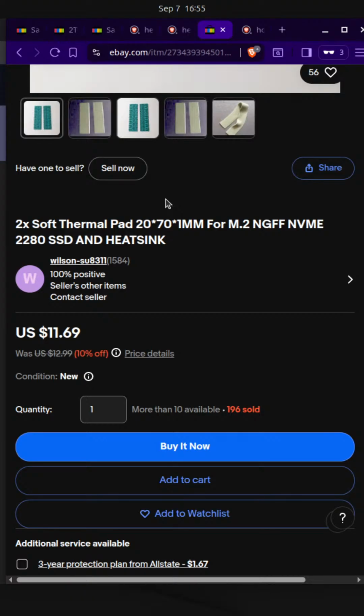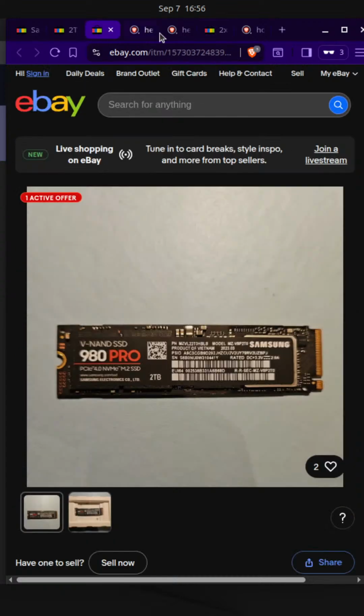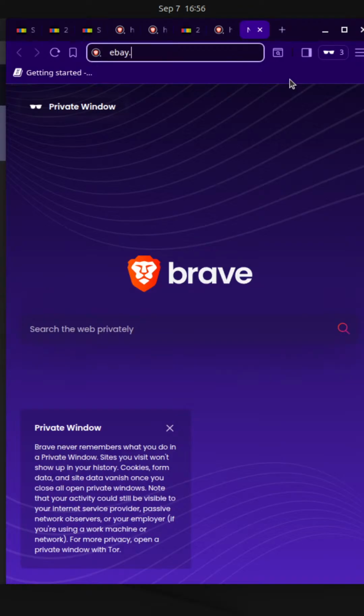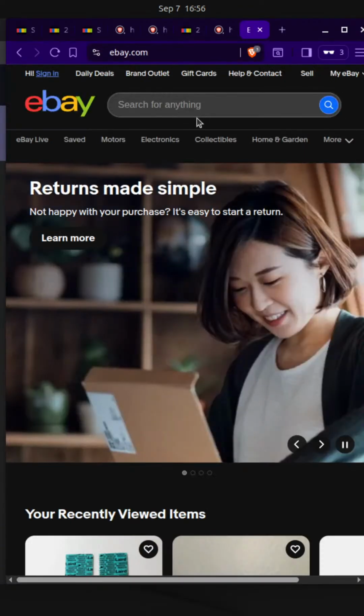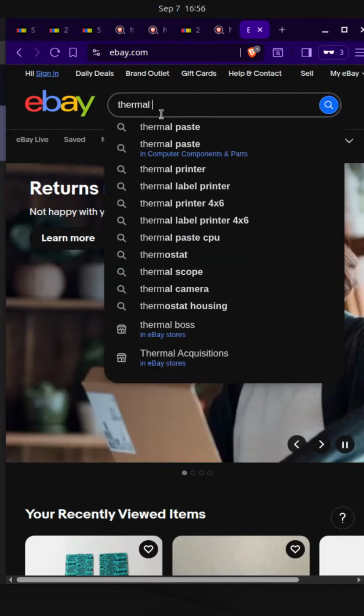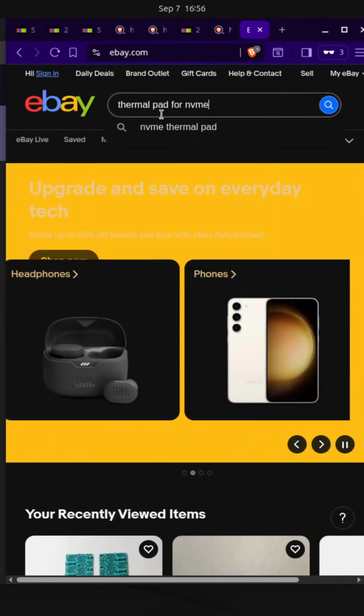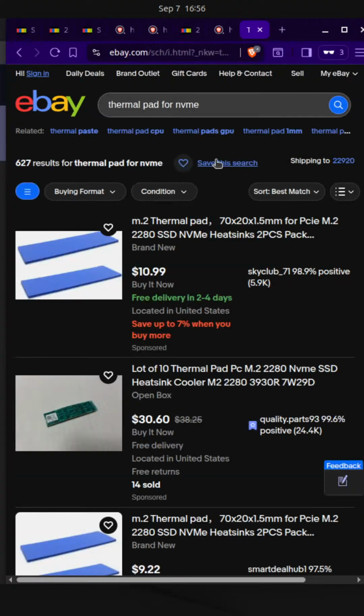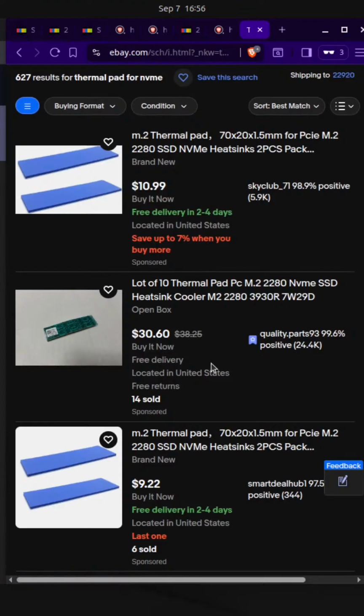I'm looking at my computer now. Yeah, I want one that's like... What is that? I don't know. I guess that'll work. I want to look at another one. Let's see what else is out there. Thermal. Wow, these are not cheap.